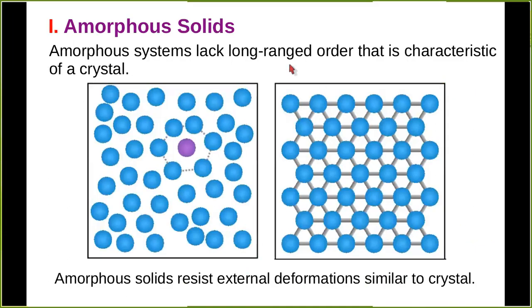So, amorphous solids. Amorphous materials are ubiquitous. A typical amorphous system lacks the long-range order that is characteristic of a crystal. Here in the left panel, I am showing you a portion of an amorphous system. Here in the right panel, I am showing you a portion of a crystal. As you see, the arrangement of atoms or constituents in an amorphous system is irregular in nature, whereas in a crystal, we have regular and repetitive arrangement of atoms or constituents, and that arrangement is long-range in nature. We don't see such a thing in an amorphous system. However, similar to crystals, amorphous solids resist external deformation by exerting internal restoring forces in the form of stresses.